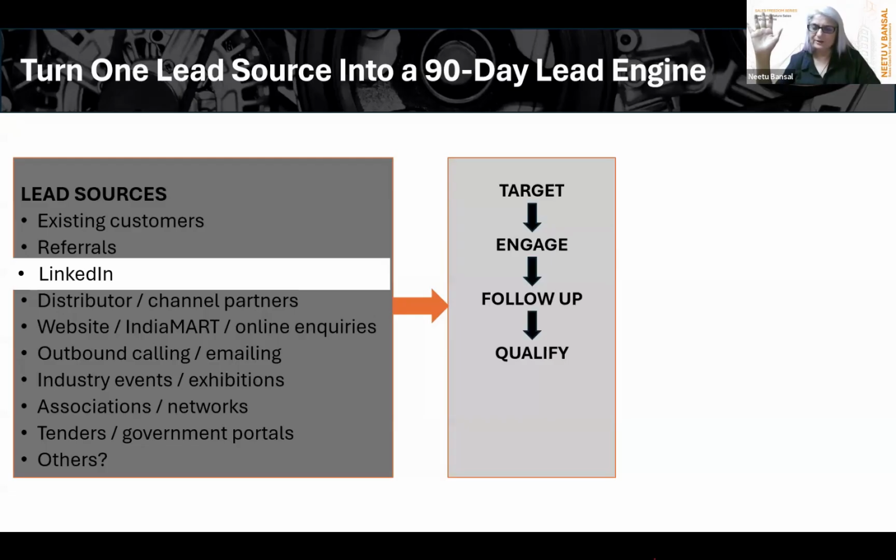How many of you are aware of BANT already? Budget, authority, need, and time. So let me share that. B is for budget. Do they have the budget for your products? Quite often, a junior person from the company will reach out to you and has no idea about the budget, or it is completely the opposite.